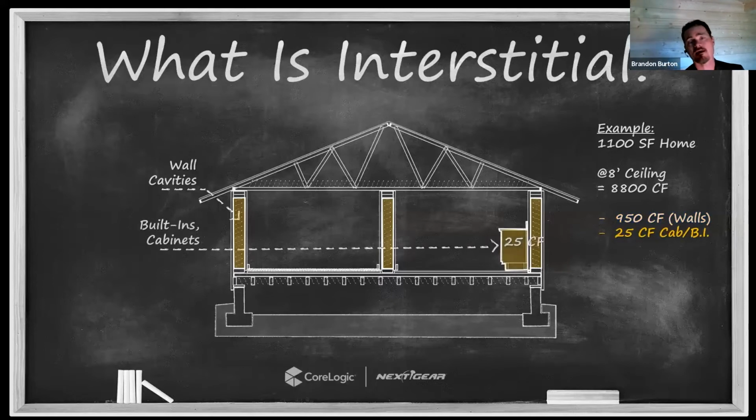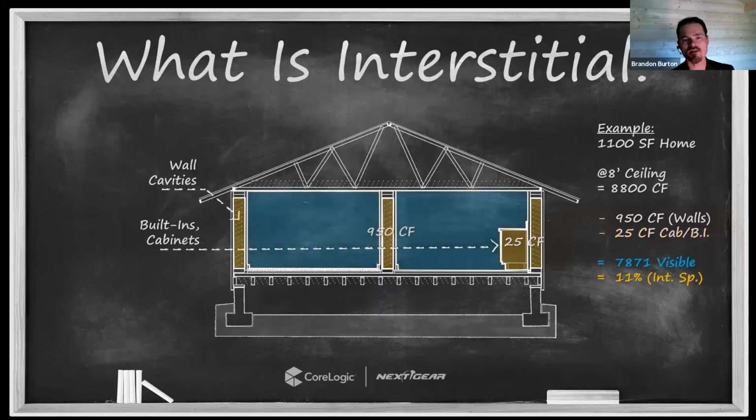Now you have things like cabinets and built-ins, and other types of structures that are built into that space that are also going to create interstitial cavities and voids. If you take the cabinetry and built-ins on average, you've got about another 25 cubic feet of interstitial cavities in space. So what that equates to is that of that 8,800 cubic feet, only 7,871 are going to be properly managed by your traditional dehumidification and air movement.